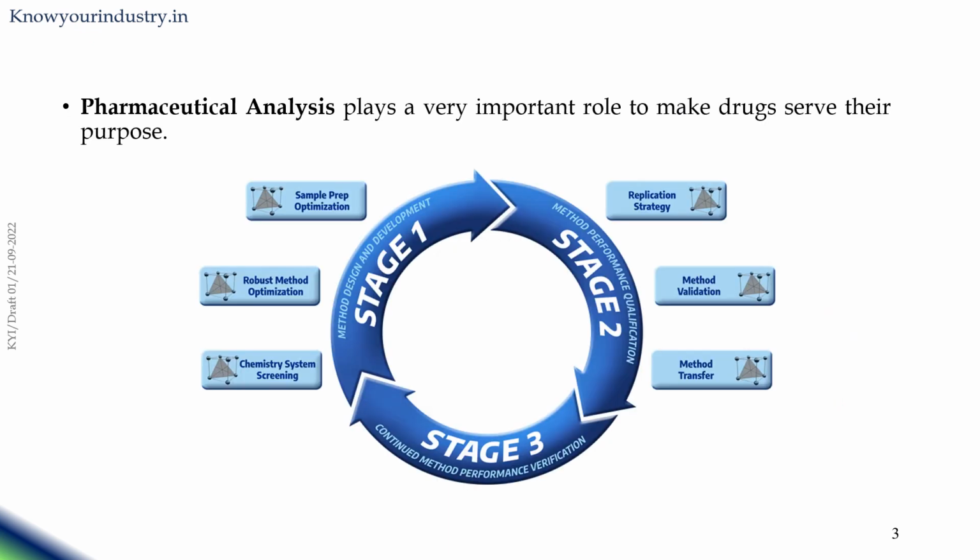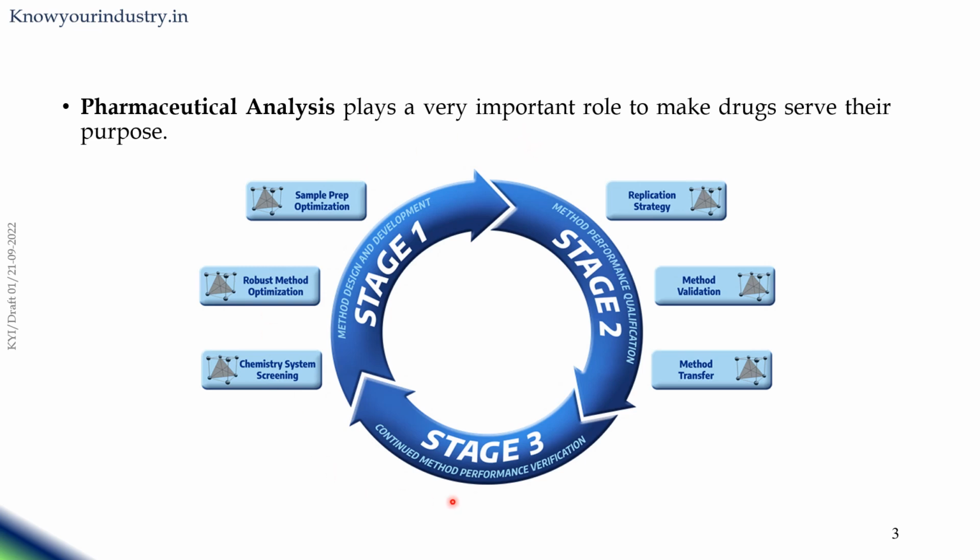So when you say the pharmaceutical product should be free of any impurities, any kind of leachables, and any toxic materials, then you have to prove that the product is free of these materials. How will you prove it? By analyzing the product using various analytical techniques. So pharmaceutical analysis plays a very important role in making the drug serve its purpose, to analyze the impurities, leachables and other toxic materials in the product so that the product is free of these materials.